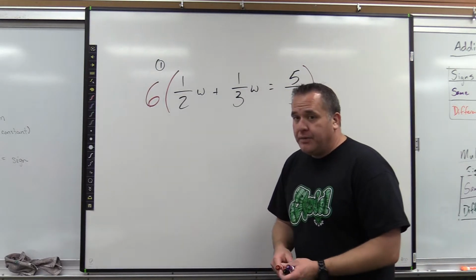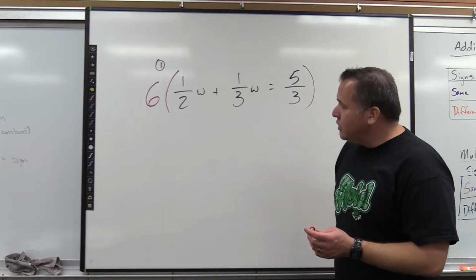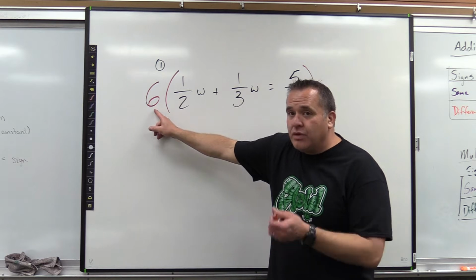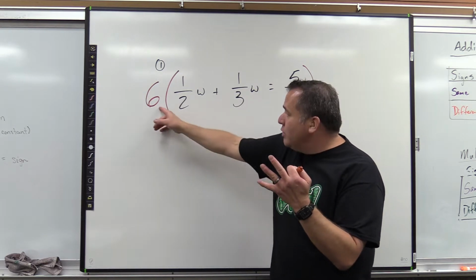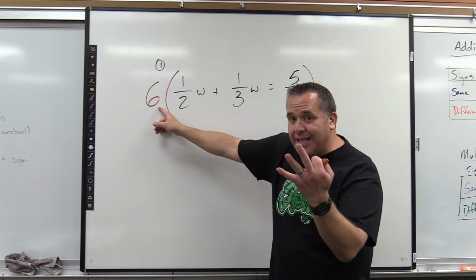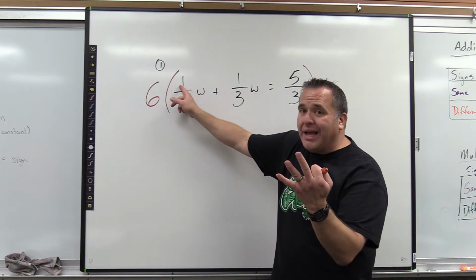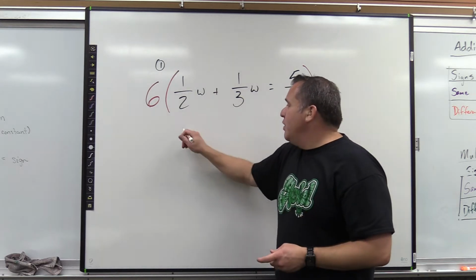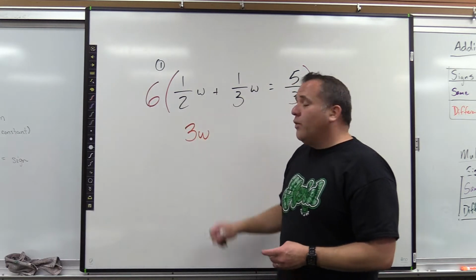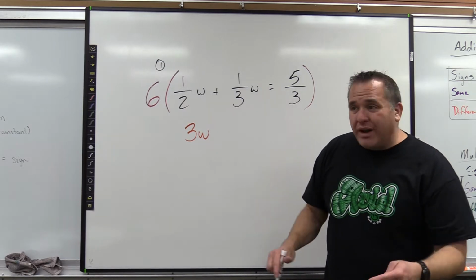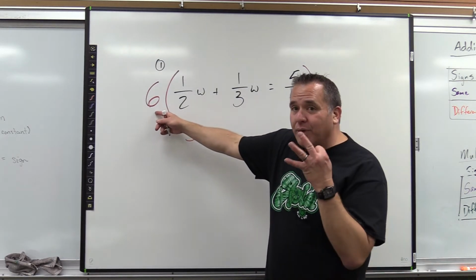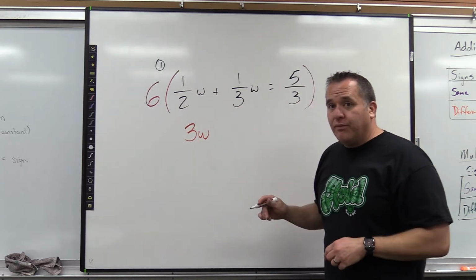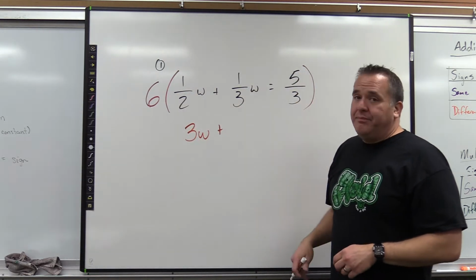Now, how many times does 2 go into 6? 3 times, right? Now, we take that 3 and we're going to multiply it to the 1. What's 3 times 1? It's 3. So I'm going to get 3w for my first term. And once again, what I did, I went 2 goes into 6 3 times. 3 times 1 was 3. And that's where the 3w came from. Now I'm going to bring down the plus sign.